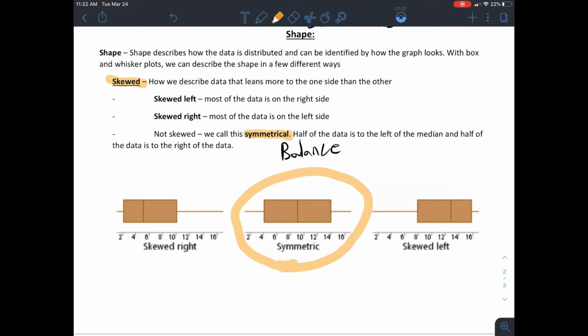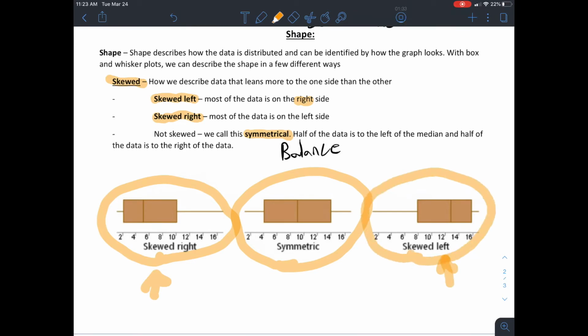When data is skewed, we say skewed right when the data is actually heavier on the left. So it's kind of one of those left equals right, right equals left situations. When we say that data is skewed left, we mean that most of the data is on the right side, as you can see in this picture. When we say data is skewed right, we mean that the data is leaning to the left, as you can see in this picture. When data is not skewed, like I said, we call that symmetrical, right? I like to think of that as it looks very balanced.